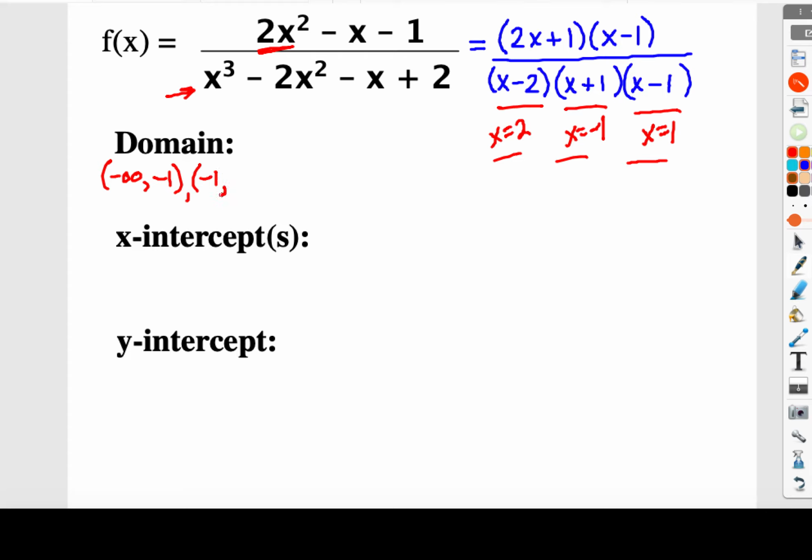Don't include negative 1, but work our way up to positive 1, right? Not including positive 1. Work our way up to 2, not including 2, right? Skipping over 2. Don't forget those commas in between these intervals. And finally working our way up to infinity here, right?